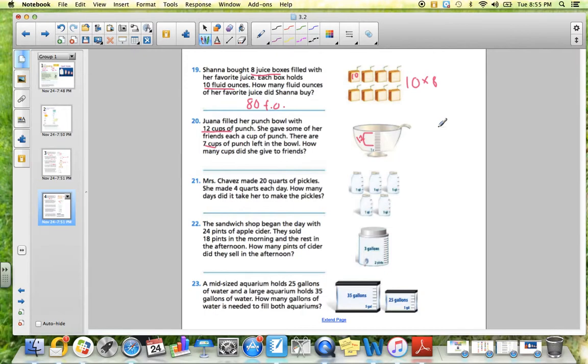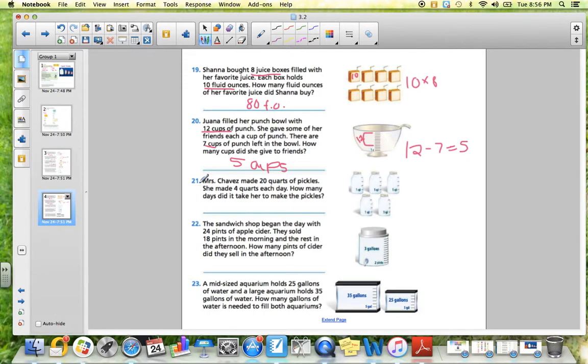And she gave some to her friends, but we don't know how much. And we know that there were 7 cups left in the bowl. So if we take our total, which is 12, and we subtract the 7 that are left, we'll find out how many she gave to her friends. And she gave each friend 1 cup. So however many cups we find as our answer is how many friends she gave it to. And it looks like our answer is 5 cups.